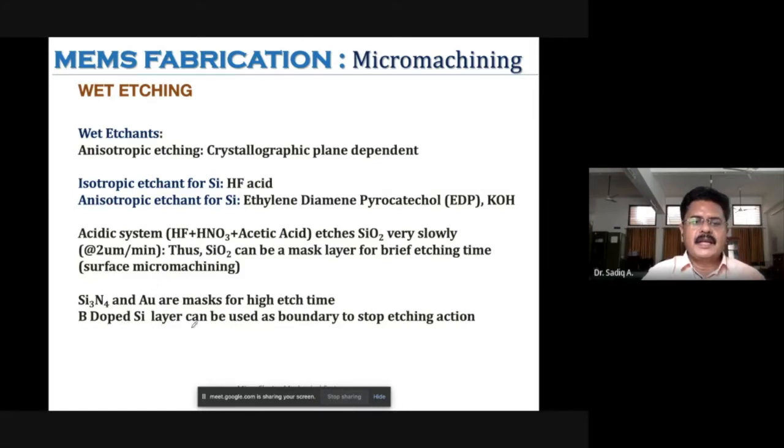Boron doped silicon layer can be used as a boundary to stop etching action. We have seen that some dopants have the capability to passivate the etching process. Passivate means to reduce or cut the chemical reaction, and it is called passivation.